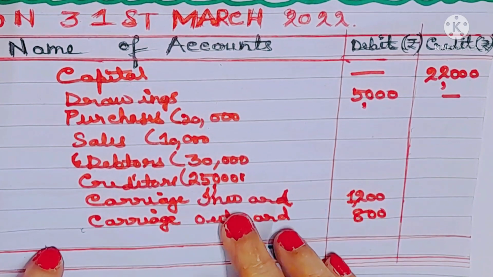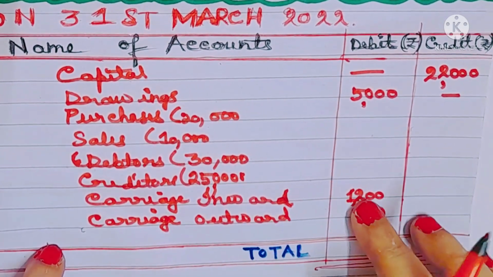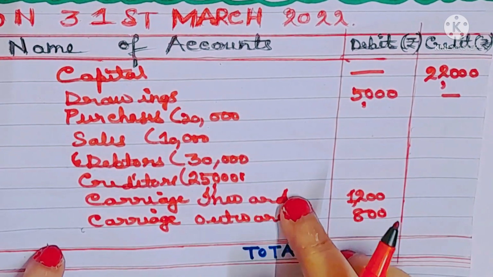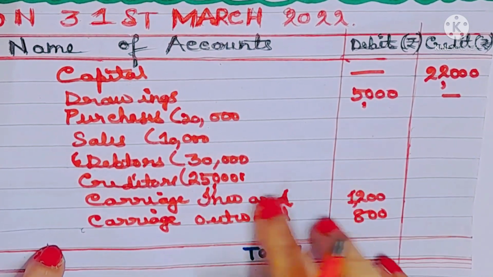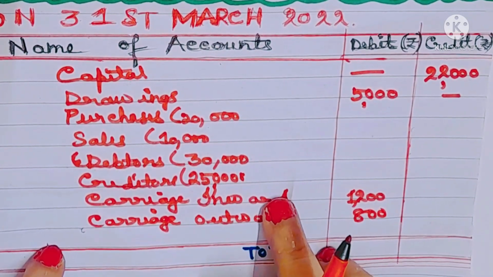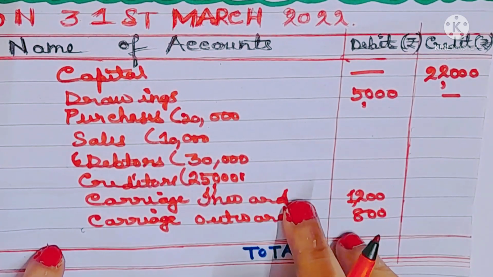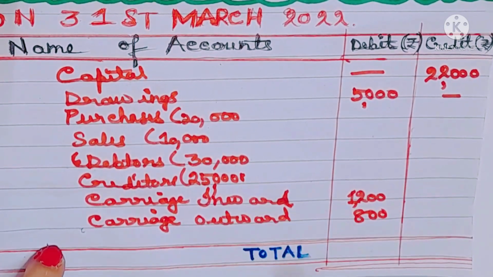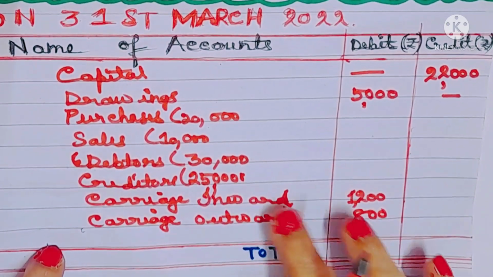By the way, why does carriage inward have a debit balance? Because carriage inward falls under nominal account. According to nominal account, all losses and expenses are debited. Here, carriage inward is a transportation cost, so it is an expense for the business. So, carriage inward will be debited.